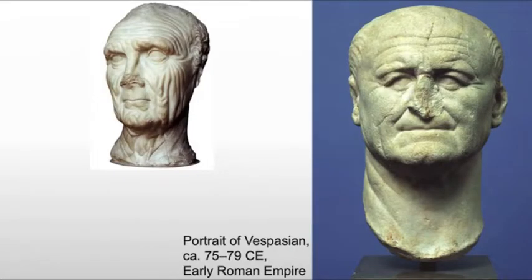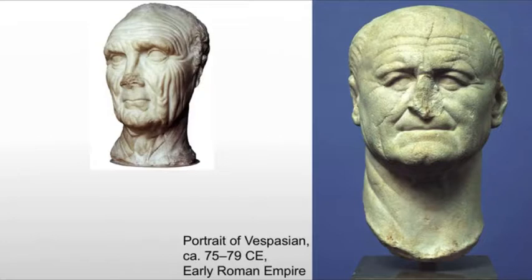And we start with the portrait of Vespasian. Now, Vespasian is the emperor who follows Nero. He's a major general, a very well-known and well-respected figure in Rome at the time. And he reinstates these ideas of verism, although he's not going to be as extreme.